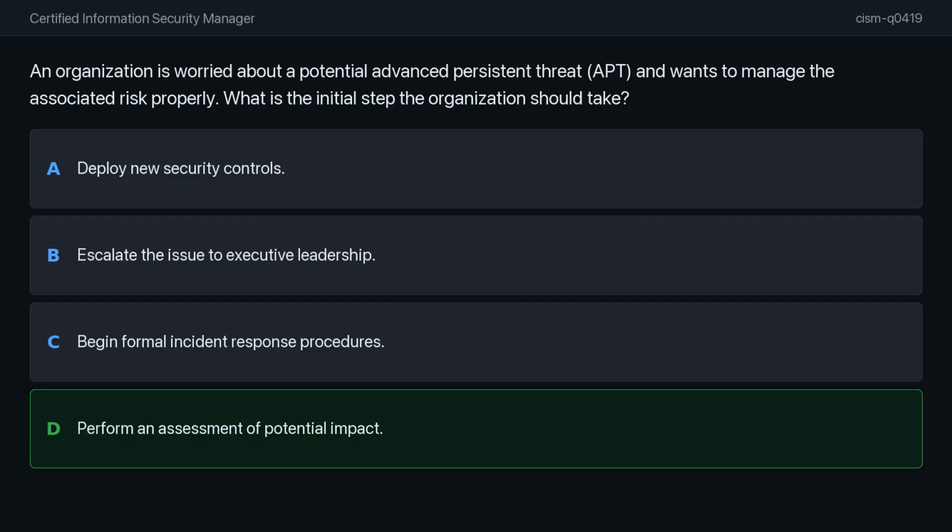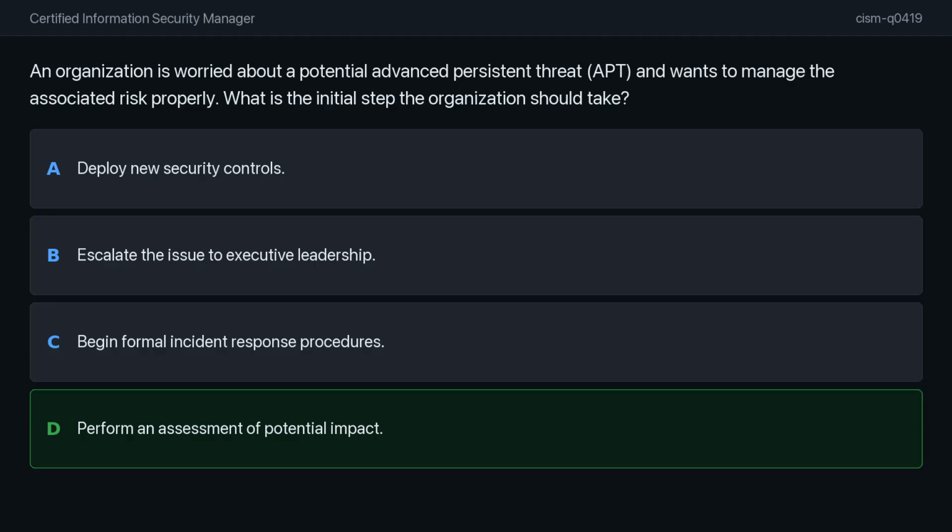In my view, the correct answer is option D, perform an assessment of potential impact. The first step in risk management is to understand the potential harm a threat poses to your business objectives. This analysis allows management to quantify the risk, which informs future decisions regarding resource allocation and the selection of effective security controls. Why are the others incorrect?